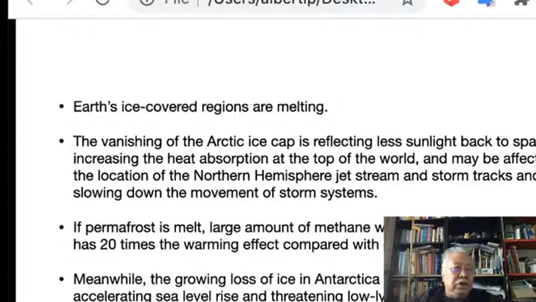Our ice-covered regions are melting, so when we have less ice, our sea level will increase. And among the ice, there is a region called permafrost. In the permafrost, there's a lot of methane. When the permafrost melts, the methane will be released. Methane is an even stronger greenhouse gas than carbon dioxide.